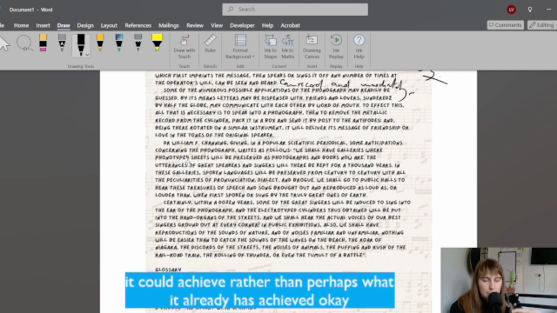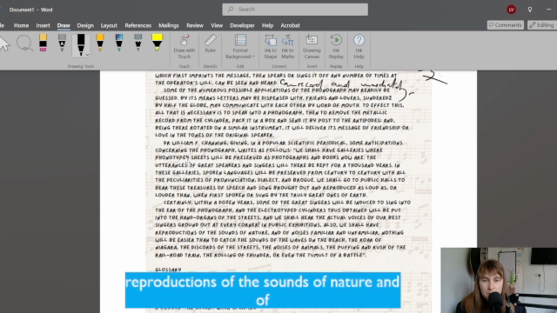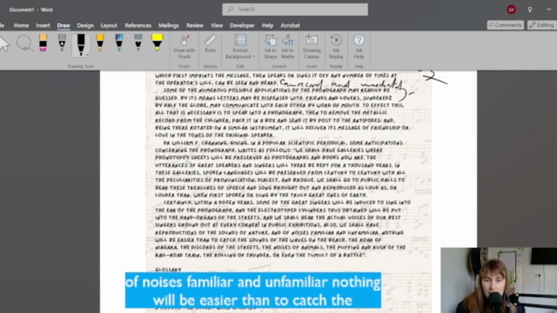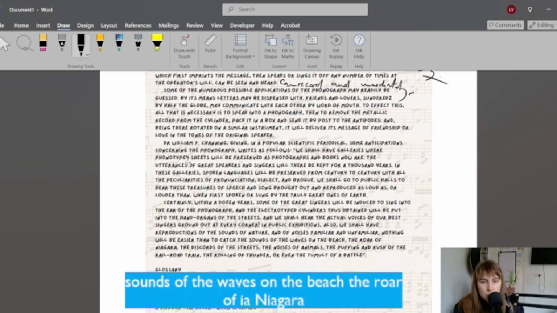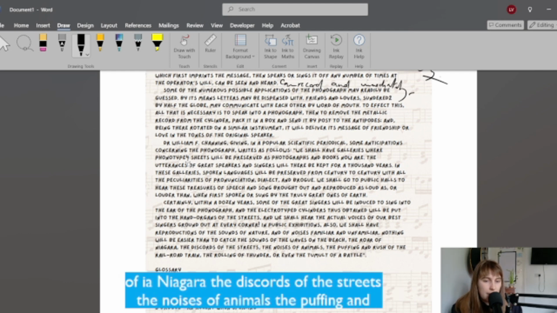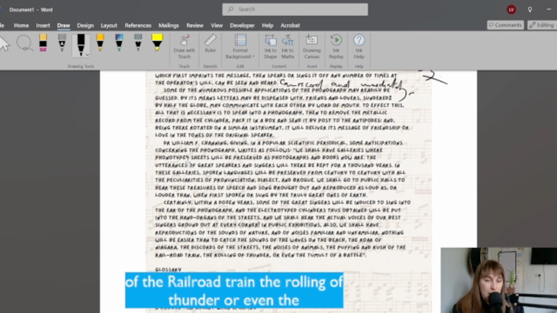Okay, in public exhibitions also, we shall have reproductions of the sounds of nature and of noises familiar and unfamiliar. Nothing will be easier than to catch the sounds of the waves on the beach, the roar of Niagara, the discords of the streets, the noises of animals, the puffing and rush of the railroad train, the rolling of thunder, or even the tumult of a battle.